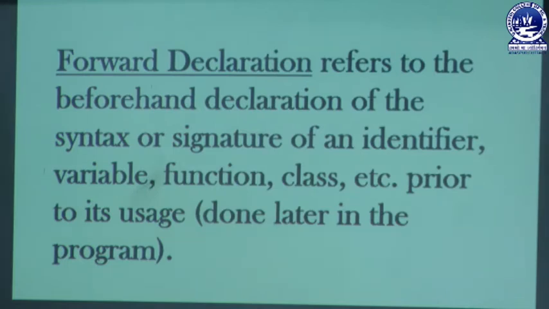Forward declaration refers to the beforehand declaration of the syntax or signature of an identifier, variable, function, class, etc., prior to its use. In order to explain forward declaration, here I have used one simple program. Actually, here I have used two different classes and one friend function which is using two different classes.